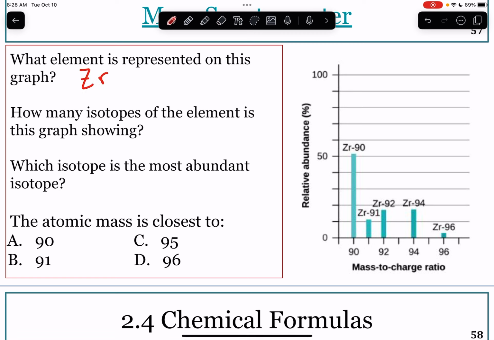How many isotopes of the element is this graph showing? For that question, you just count all of the peaks. 1, 2, 3, 4, and 5. Which isotope is the most abundant isotope? Well, that would be the tallest peak. So that would be zirconium-90 is the most abundant isotope. For this last question, it's very similar to the first question, where we need to consider the weighted average and find that the average atomic mass is closest to 91.